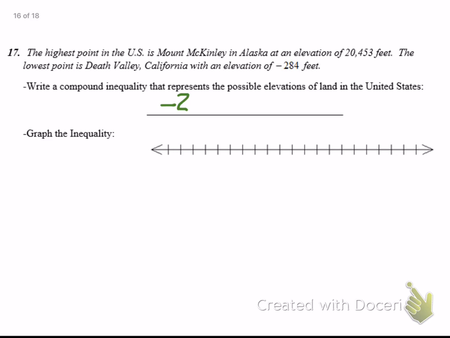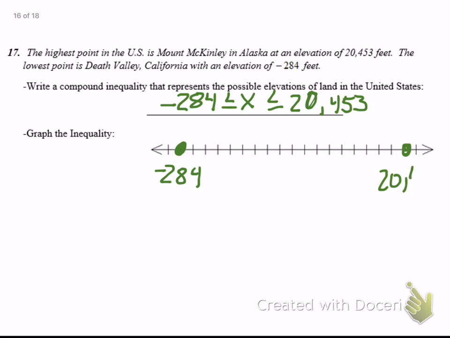So if I were to write a compound inequality, I have -284 less than or equal to x, because the smallest it can be is -284, so we want the equal to, less than or equal to the highest it could possibly be, 20,453. Now we can fill in our number line here, so somewhere down around the end, -284, I'm going to use this point right here, is my smallest one. This is obviously going to cover a large span, and somewhere up here, 20,453 is the biggest one.